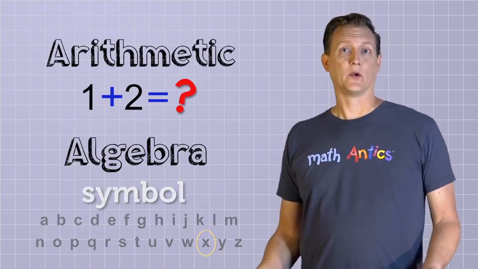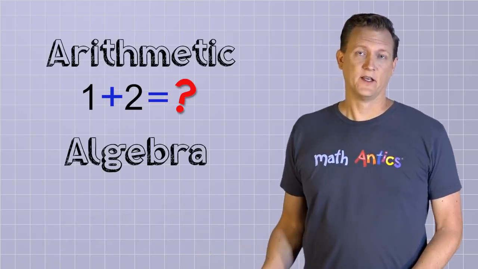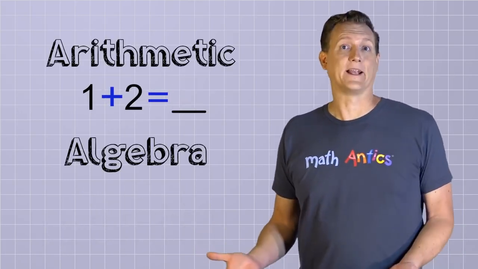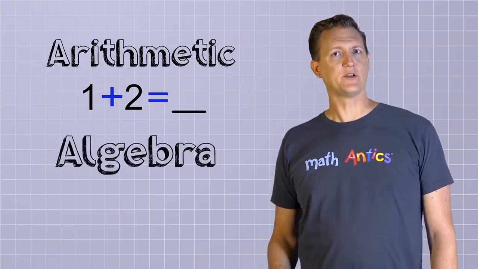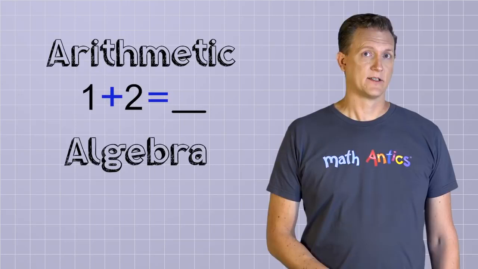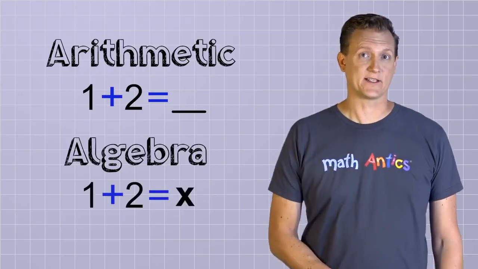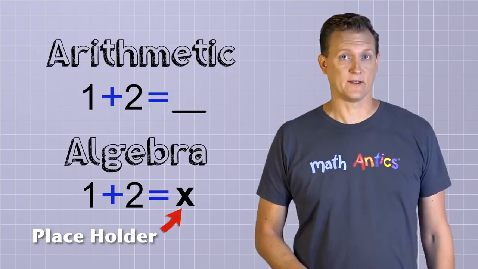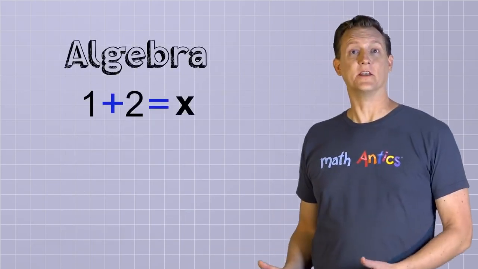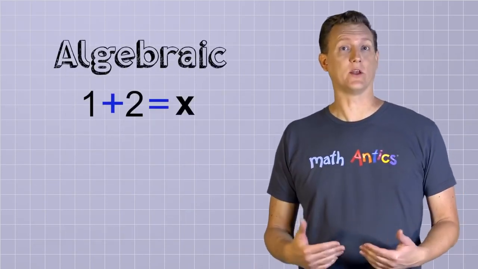So in arithmetic, we would just leave the problem like this: 1 plus 2 equals blank. And we would write in the answer when we did the addition. But in algebra, we'd write it like this: 1 plus 2 equals x. The x is a placeholder that stands for the number that we don't know yet. What we have here is a very basic algebraic equation.